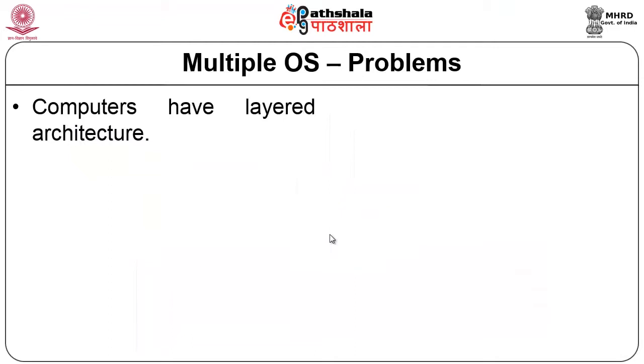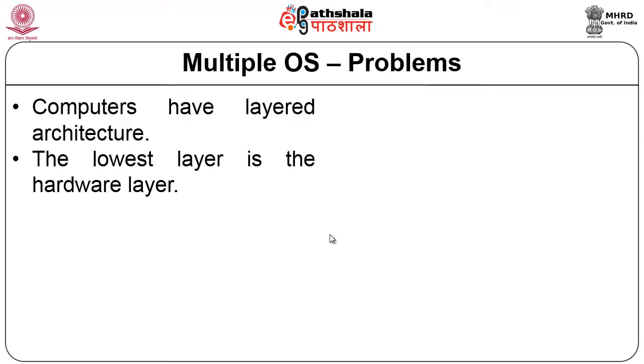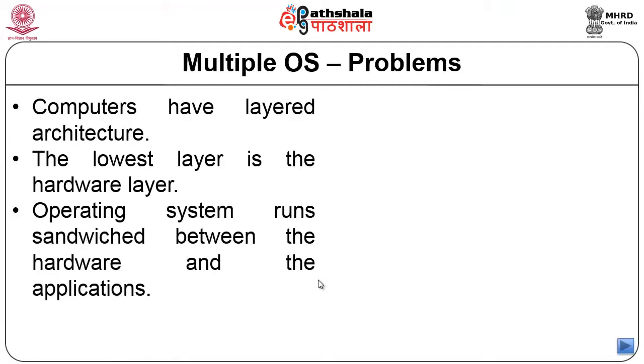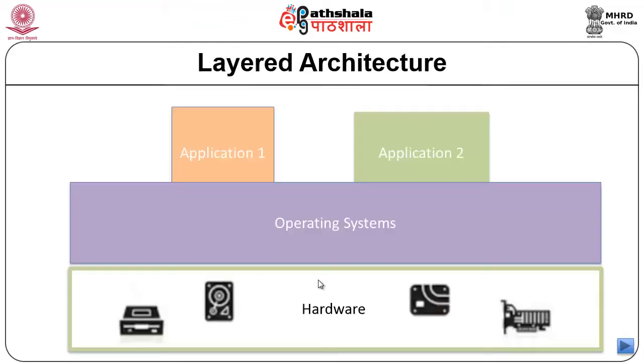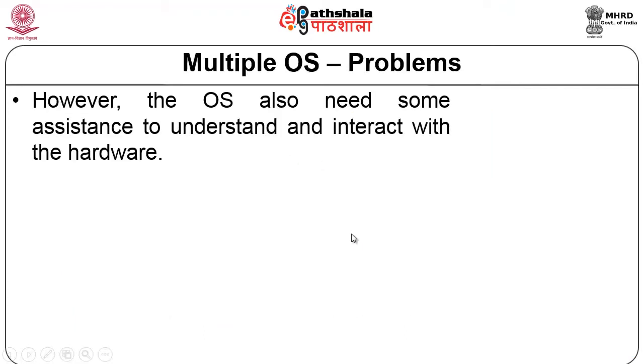Let us look at the multiple OS problem. Running simultaneous multiple OS, what is the problem? The computers typically have layered architecture. What are the layers? The lowermost layer is the hardware, and operating system runs on top of the hardware. So, OS caters to a specific hardware in the system. So, this is the operating system, hardware and the applications.